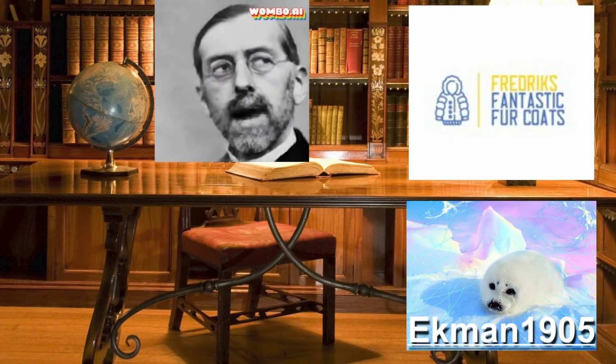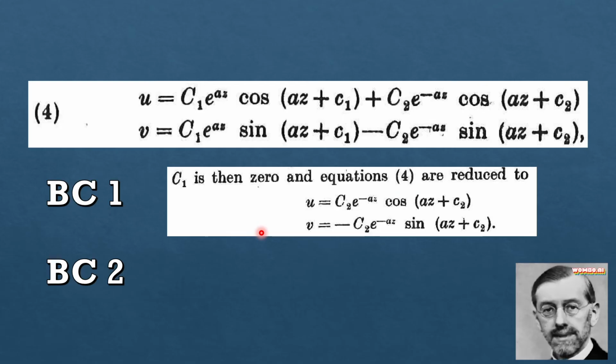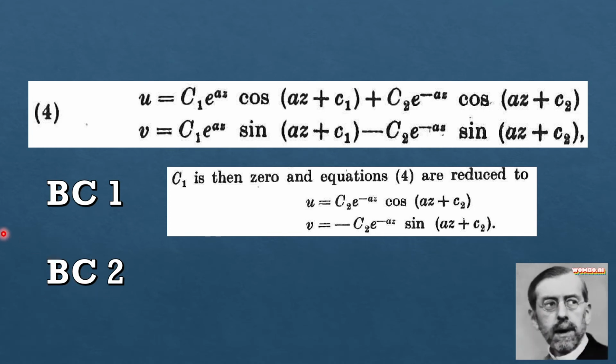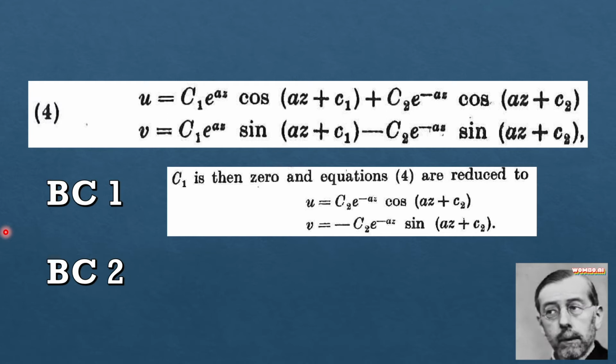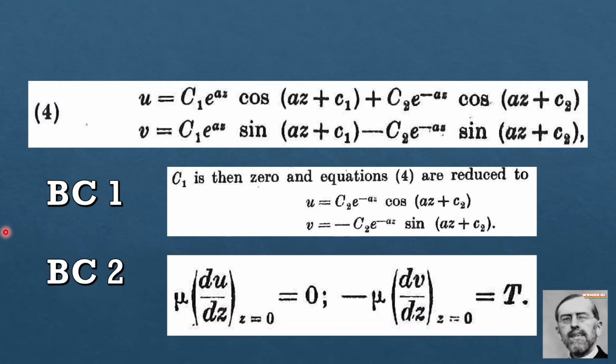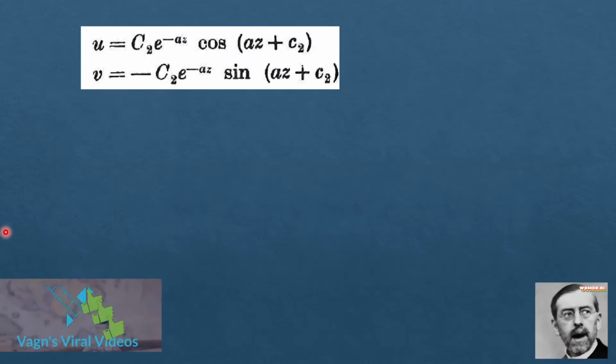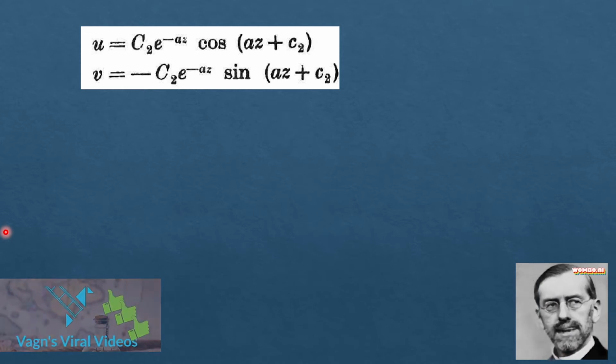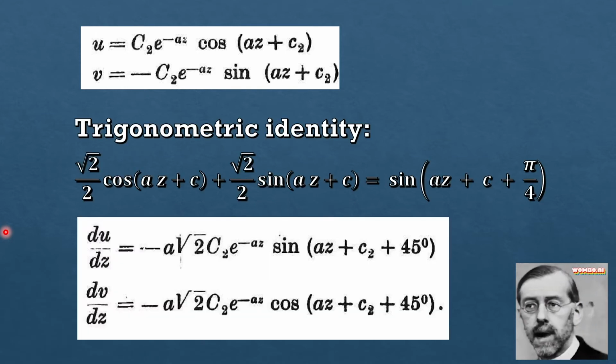Now, let's continue the derivation. Now, as a second boundary condition, we assume that the tangential pressure of the wind on the sea surface is called T, and it is directed along the positive axis of y. Now, if we differentiate u and v with respect to z, we get, using the product rule and a trigonometric identity, these two expressions.